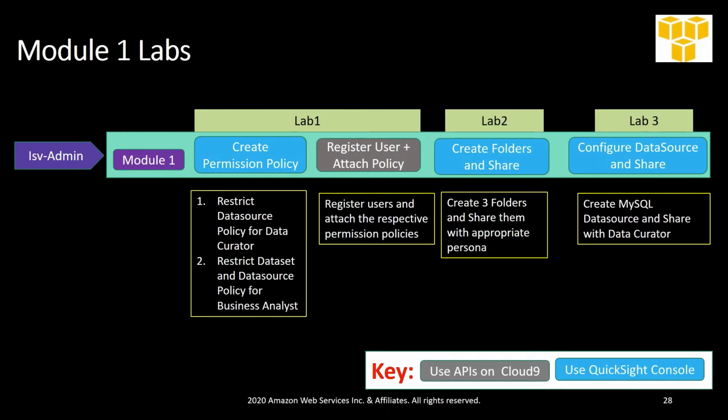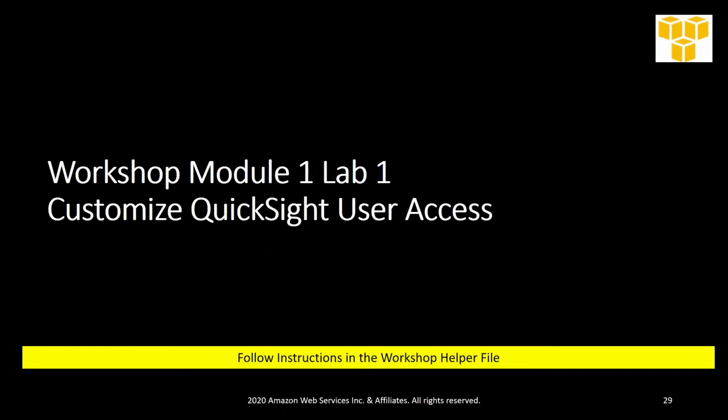In this visual here, you see certain boxes are blue in color, certain boxes are gray. The blue ones are where we'll take action on the QuickSight console, and wherever it is grayed out, those are the steps we'll follow on Cloud9, where we'll be using APIs. Okay, so let's look at Lab 1.